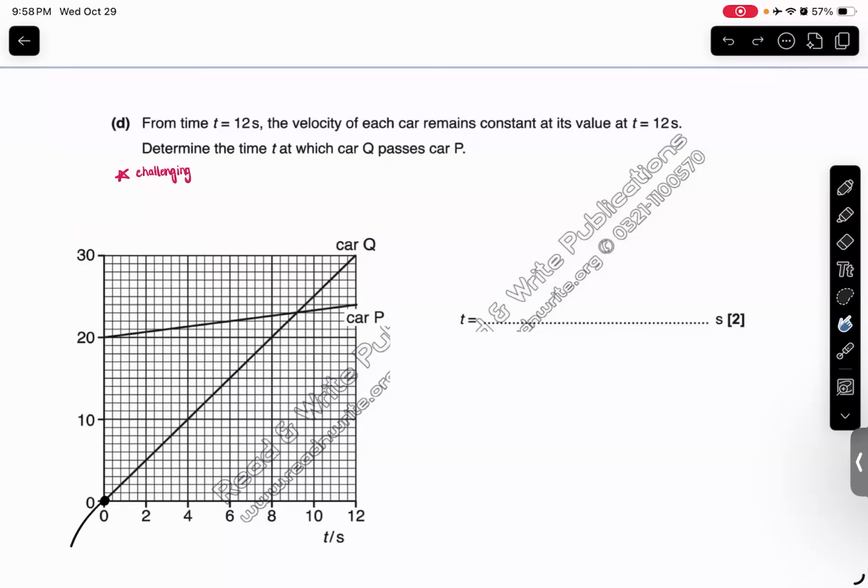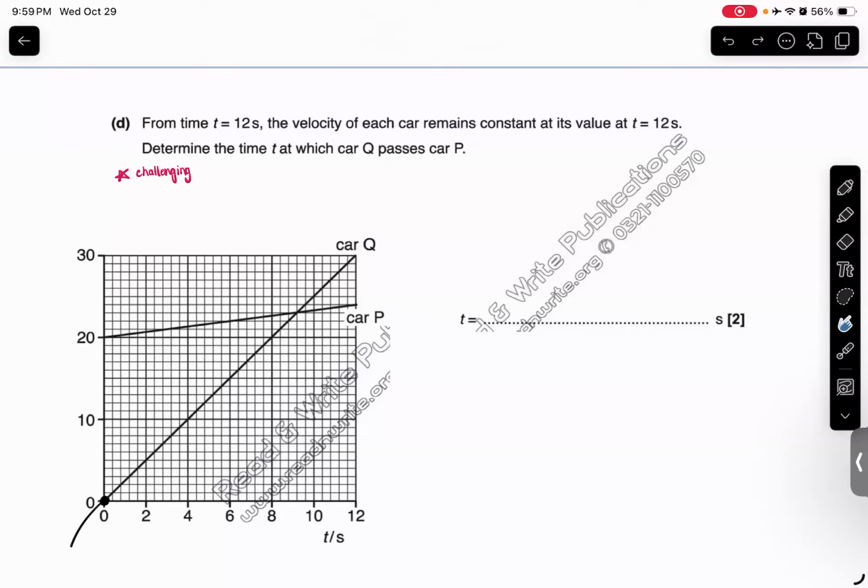Yes, Anya, what do you think? What do we do for part D? I'm not exactly sure. Did you understand the question though? It's telling us to find the point where both of them are basically intersecting, like the cars are at the same distance, right?